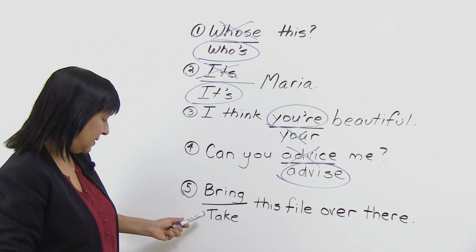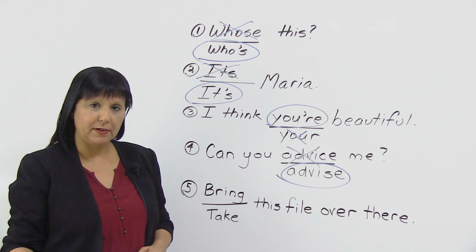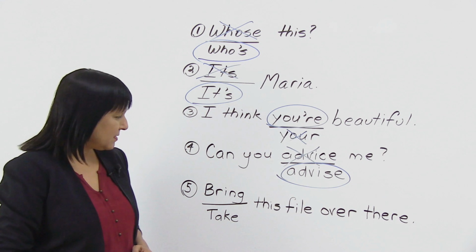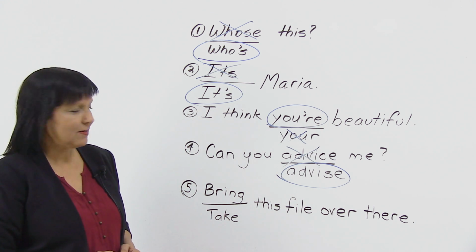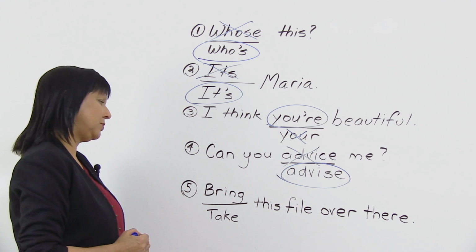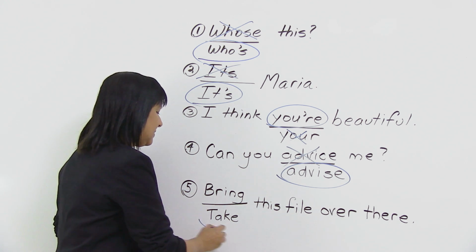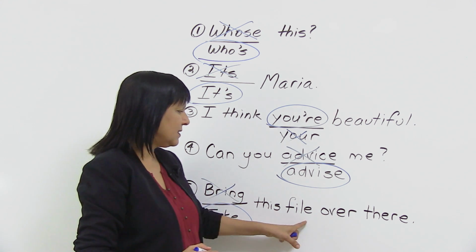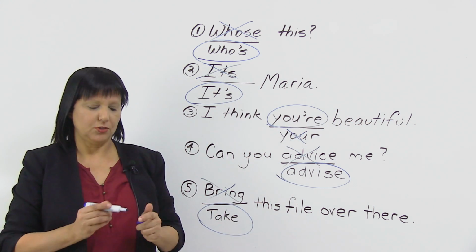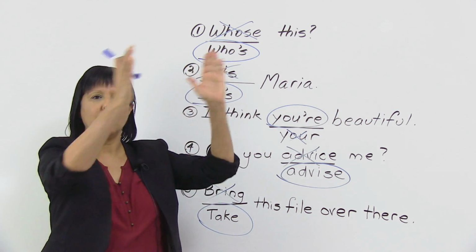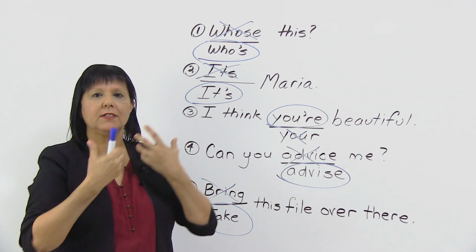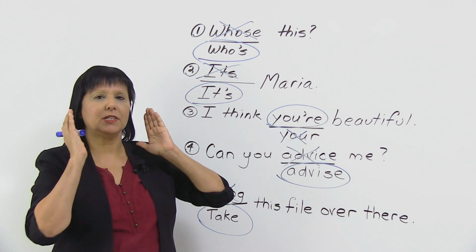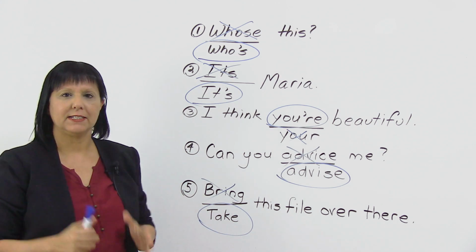Last one on here. Bring this file over there, or take this file over there. Which one is correct? Very common error, kind of a vocabulary issue here. So the correct answer is take. This is wrong because we said take this file over there, okay? So the difference is you take something away from you and you bring something towards you, okay? So because we had the word over there, the direction is away from you. So you needed to say take.